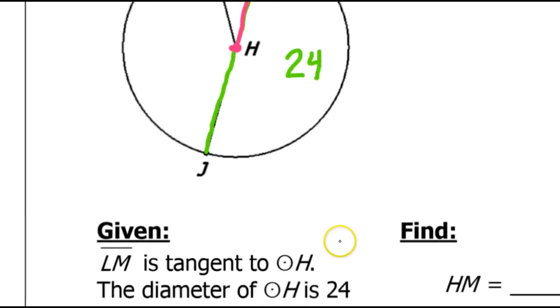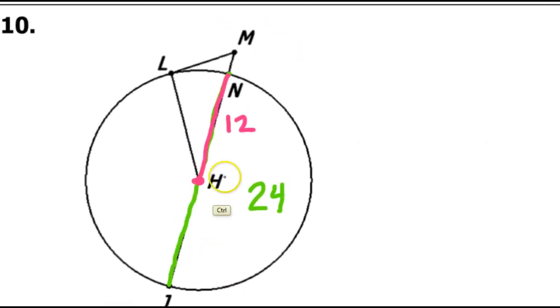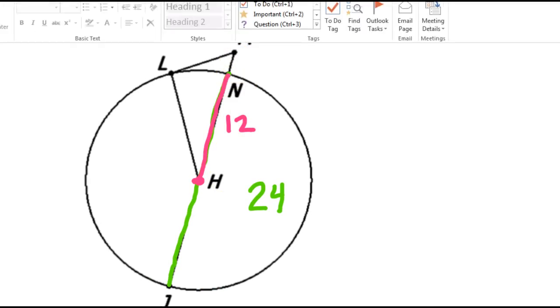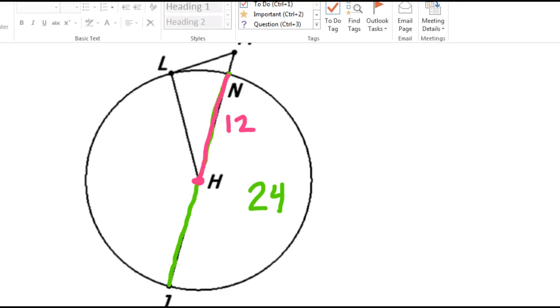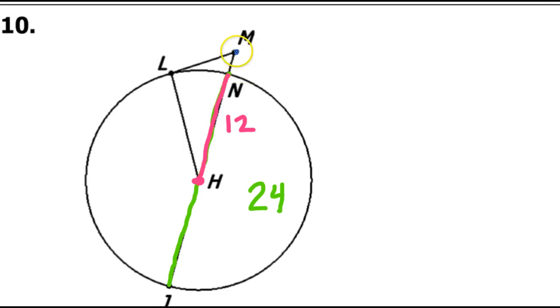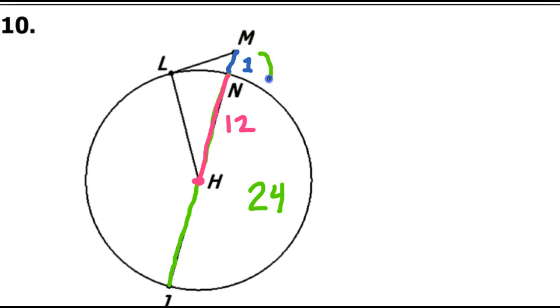They gave us one other piece of information. MN is equal to 1. Okay, MN is this little outside piece right here, and we're told that that little piece right there is equal to 1. Now, of course, that means that the total side of this triangle right here is going to be 13. That's what that really means, all right? We've got the 12 and then the 1.